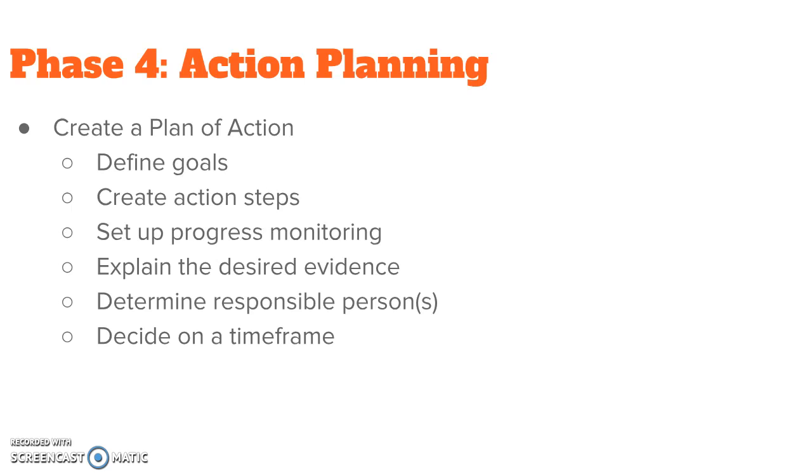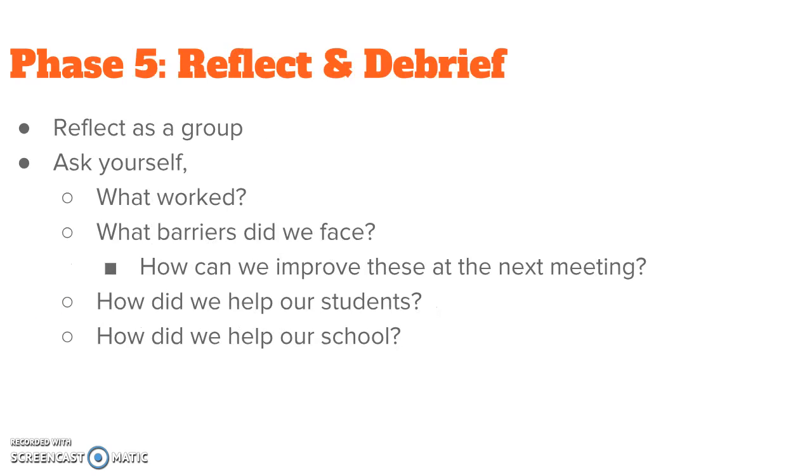Phase 4 is where the action plan comes in. So they're going to create a plan of action together, define the goals, make a list of steps that they need to take, set up a way to progress monitor towards the progress that we're intending to make, explaining the desired evidence to know that we reached our goal, determine who's responsible for what job, and to decide on a time frame. Phase 5 is reflect and debrief.